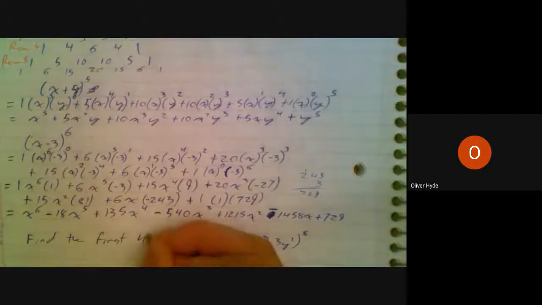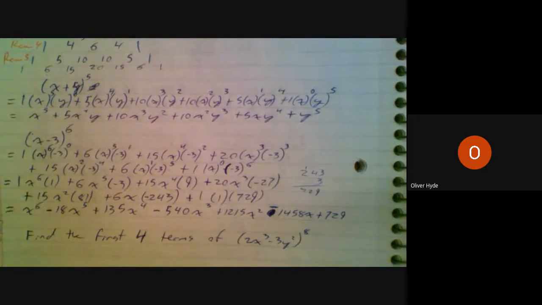All right, last example I want to do: find the first 4 terms of (2x cubed minus 3y squared) to the exponent 8. Notice I'm at the bottom of my screen here, so I don't have a lot of room to do the 8th row of Pascal's triangle. But I also don't need the entirety of Pascal's triangle. If I'm asked for the first 4 terms, I only need the first 4 elements of Pascal's triangle.